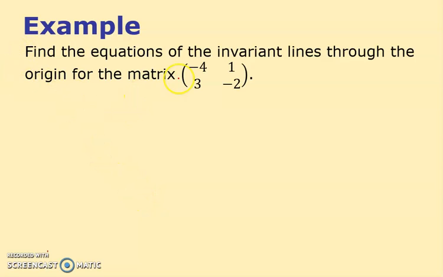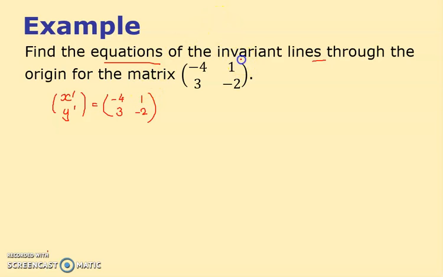So what's it say? It says find the equations of the invariant lines through the origin for this matrix. Well, I'll do what I said I'd do. I'm going to write x dash, y dash, and I'm going to say times the matrix by my points on the line.